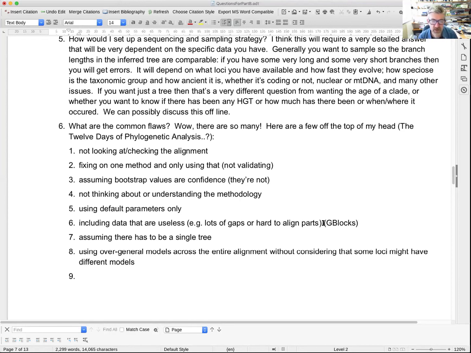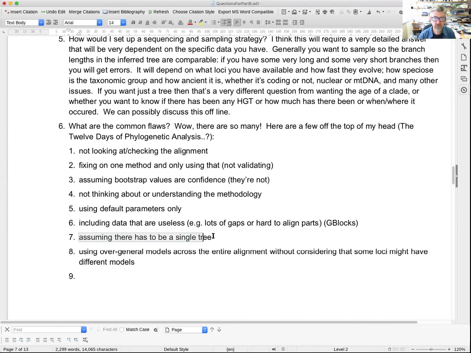So you shouldn't be emotionally attached to your data. I know sometimes it's very expensive and it's kind of disappointing when you can't use some data, but it's possible that data that are very gappy or very unreliable, lots of N's in your sequence, are just not helping, and you should just admit defeat and get rid of them.